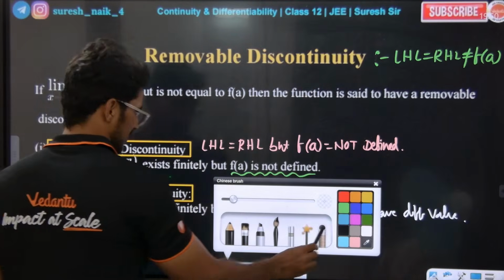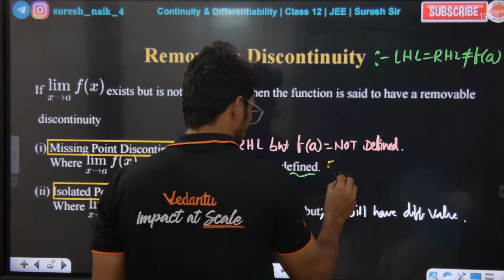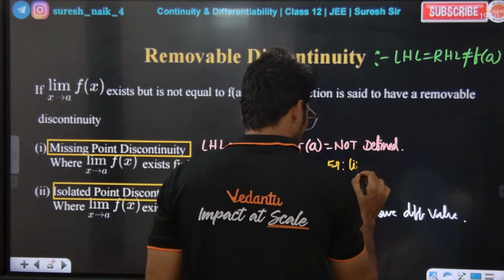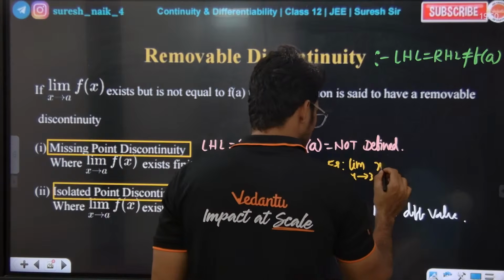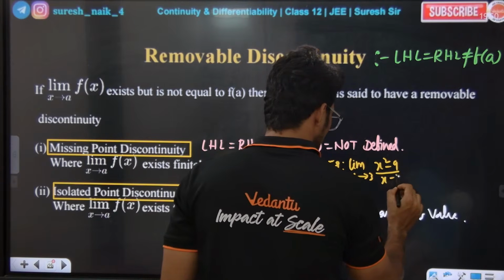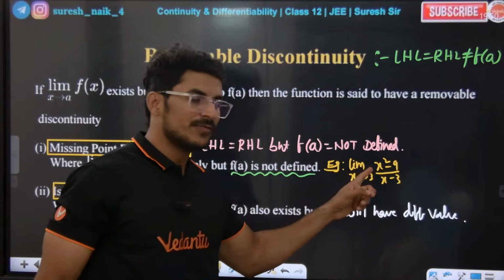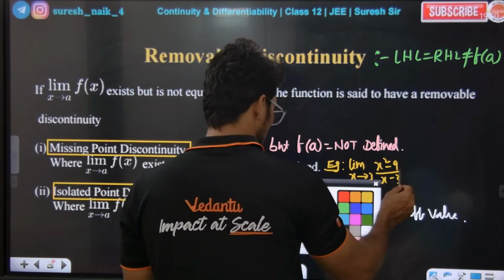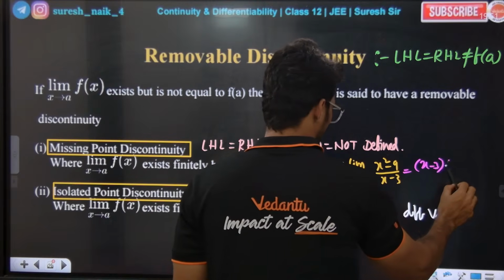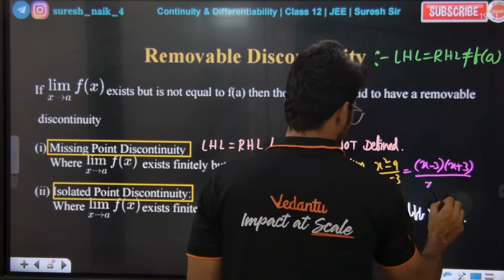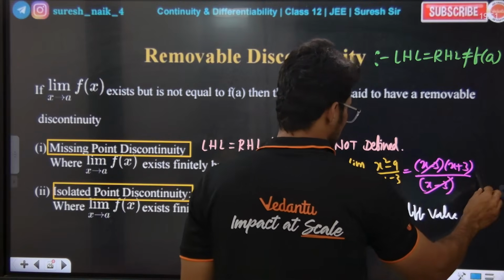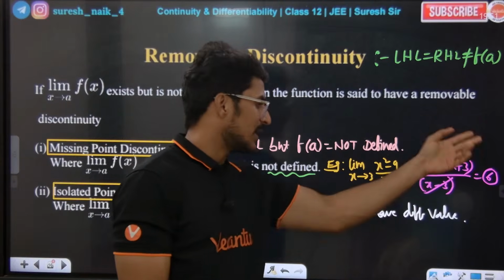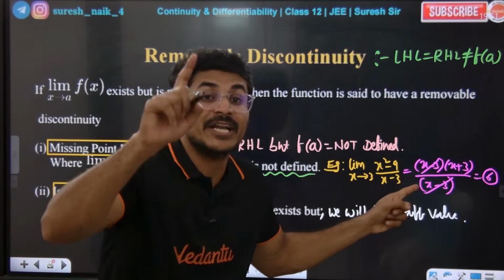Okay sir? Give an example, sir. If you give an example, we will get an idea. An example for missing point discontinuity. For example, the limit as x tends to anything of (x square minus 9) by (x minus 3). Will the limit of this function exist? 100% it will exist. If you solve it, it is (x minus 3)(x plus 3) divided by (x minus 3). When this cancels, it is 3 plus 3, which is 6. The limit exists and its value is 6. But the limit exists, but this function is not defined.